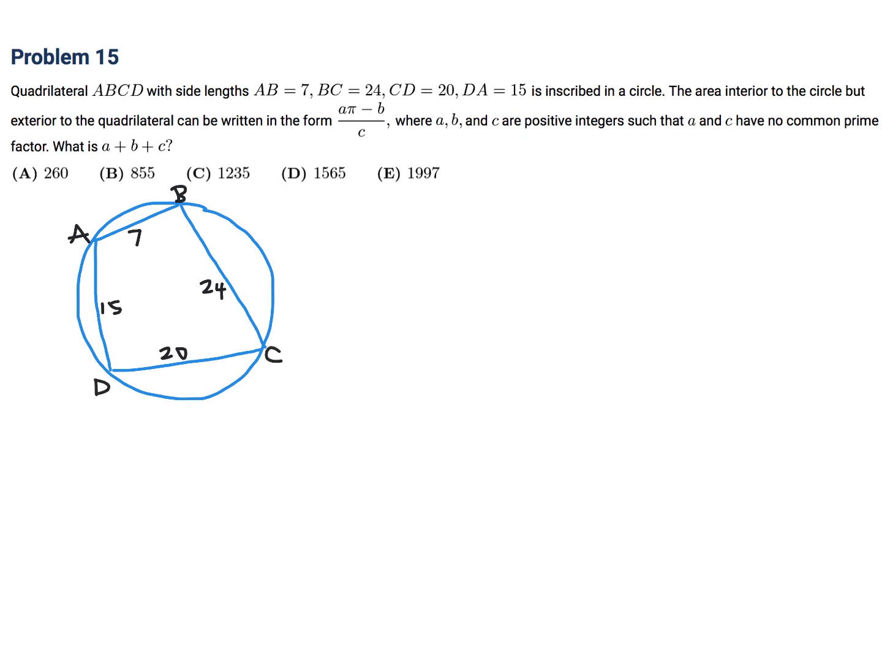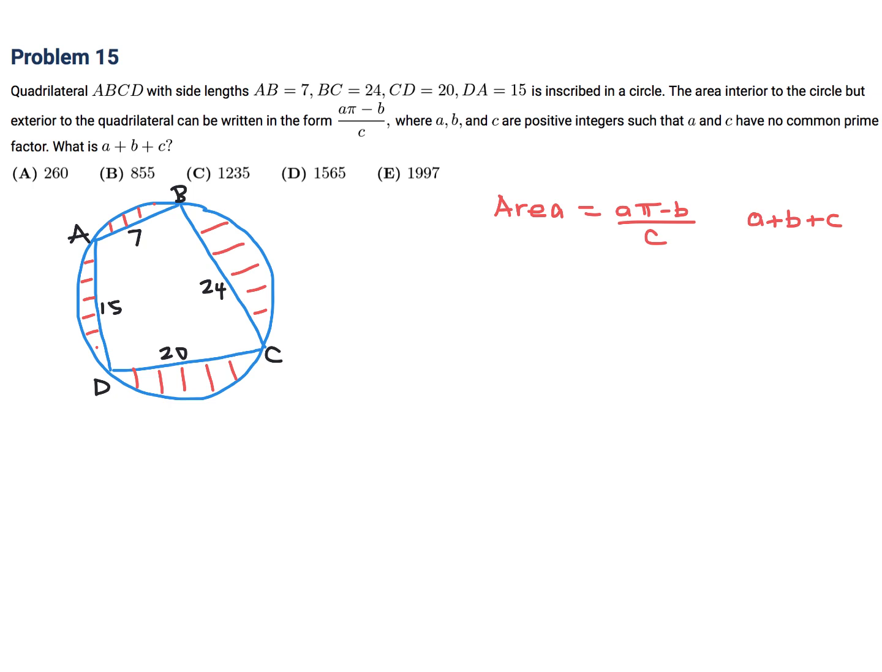So what they are saying is that the area interior to the circle but exterior to the quadrilateral. Interior to the circle, exterior to the quadrilateral. So I'm assuming that is this part here. Yeah, pretty confident about that. Okay, and they're saying that that area can be written in the form A pi minus B over C, and then eventually they want you to figure out A plus B plus C, basically add those coefficients. Okay, so how do I do this?